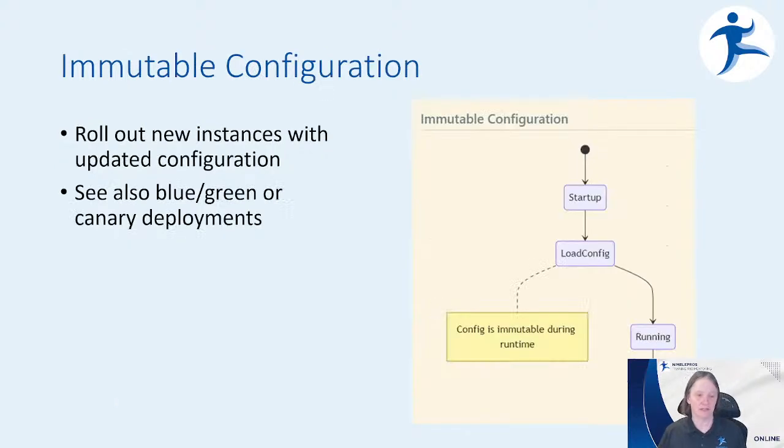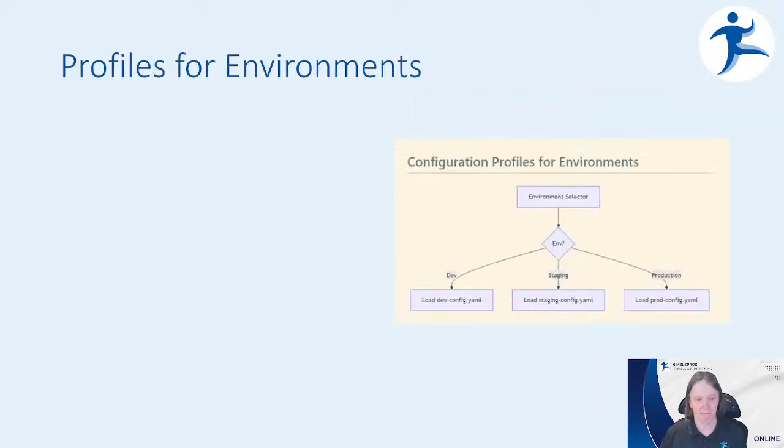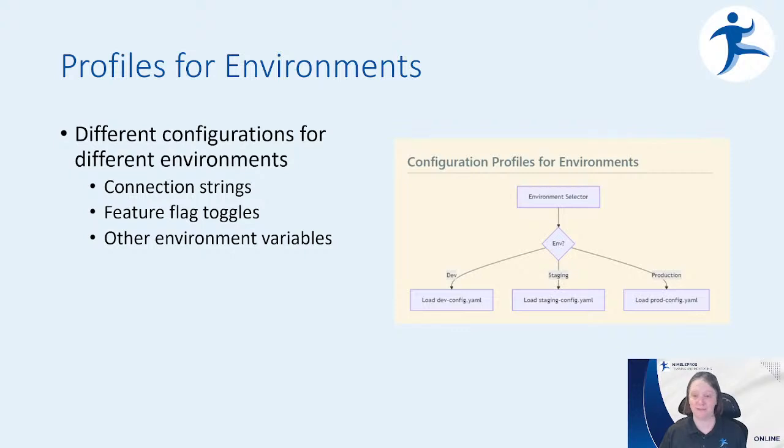Immutable configuration is another one. So your config is immutable during the runtime. If you want a new machine with a new configuration, you spin up a new machine and roll it out. Think of it with blue-green deployments or canary deployments. And profiles for environments. So different configurations, different environments. You have different databases for your different environments, different connection strings, and feature flag toggles, things like that. So this helps with configuration chaos because you kind of wrangle your chaos into environment-specific files. In this case, YAML, or think of appsettings.json.